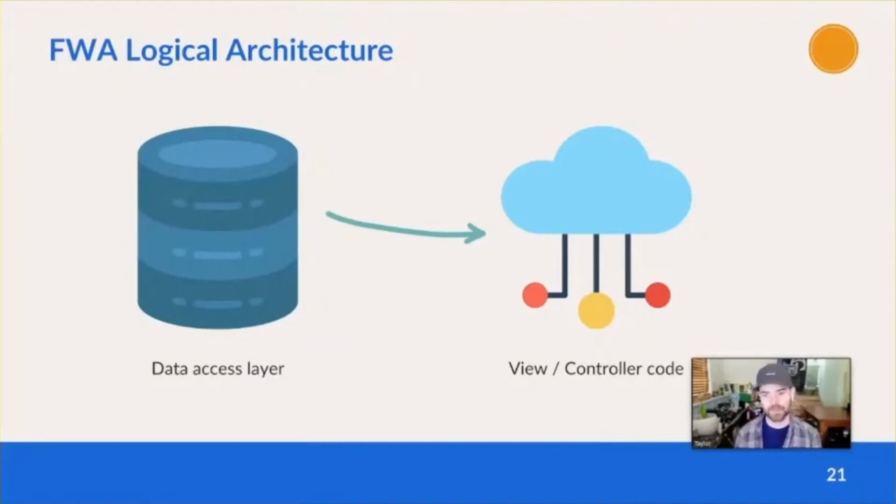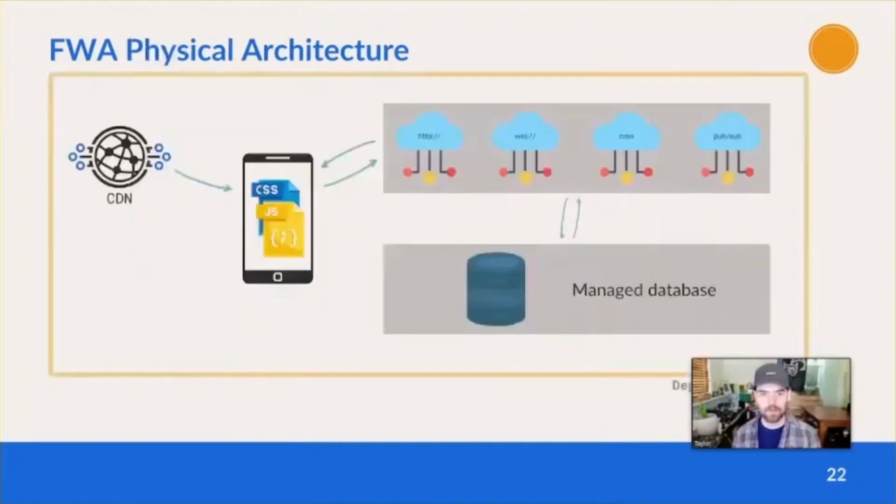And now I know what you're thinking. You're looking at this single cloud function and it says view and controller code under there. And you're worried, how do I shove all of this code in there, and it's going to be a mess. And you're not wrong. It is a lot of code, but we actually divide it across a dozen or dozens of cloud functions. So that leads into the physical architecture.